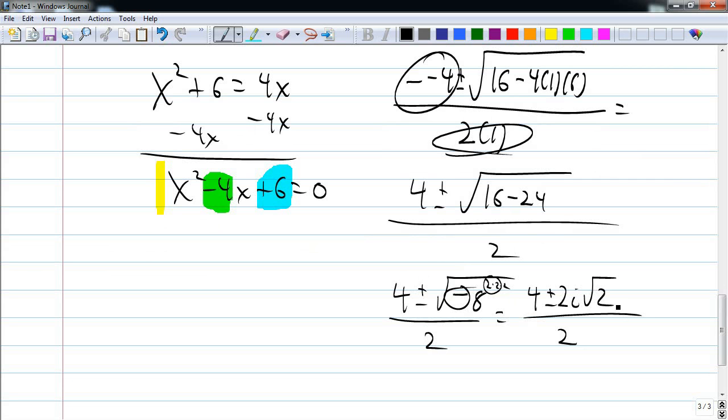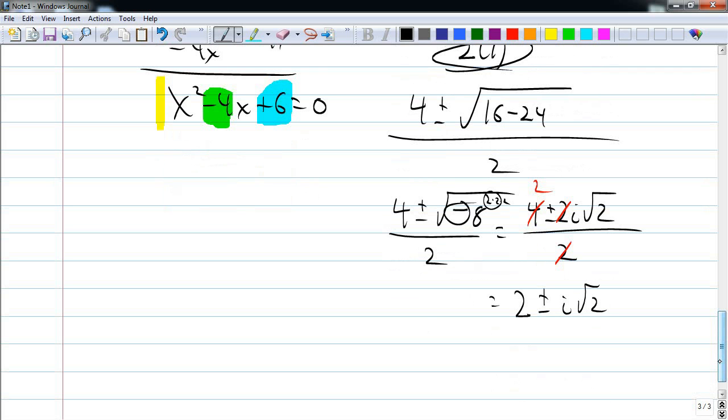Now I've got to cancel. If I cancel, I have to cancel every term in the same way. I can cancel this 2 with this 2, but then I also have to reduce the 4, cancel it with 2. So I end up with 2 plus or minus i square root of 2 as my answer.